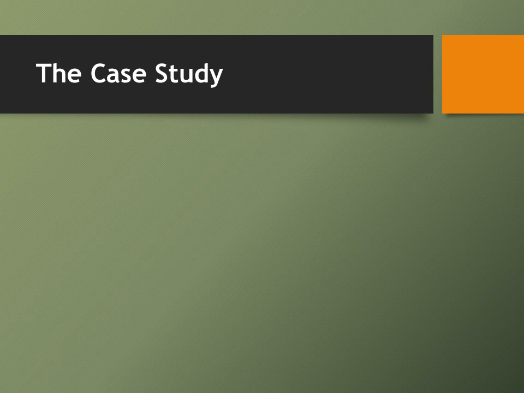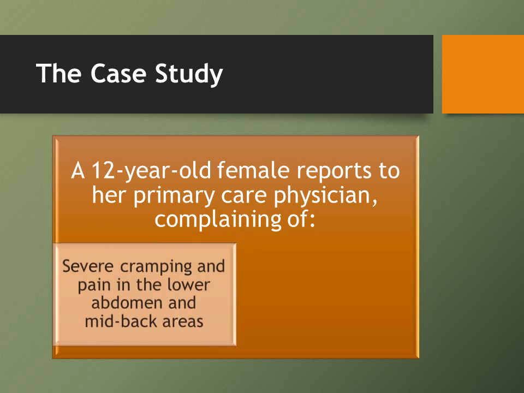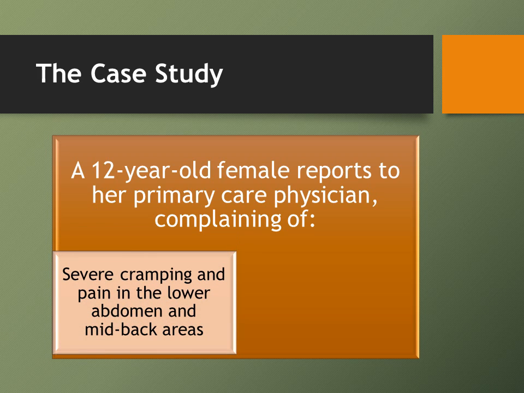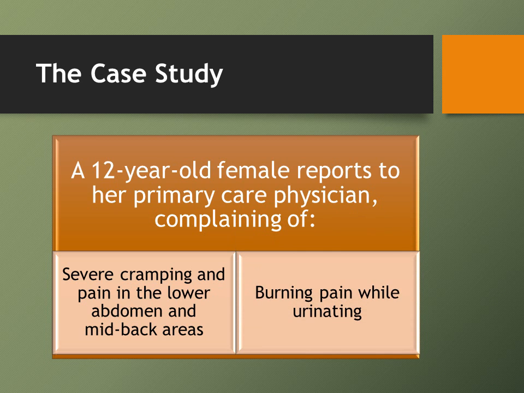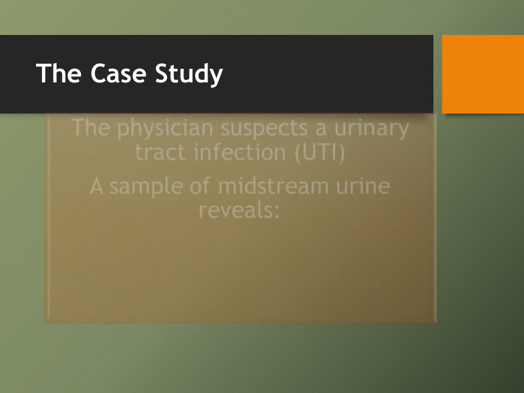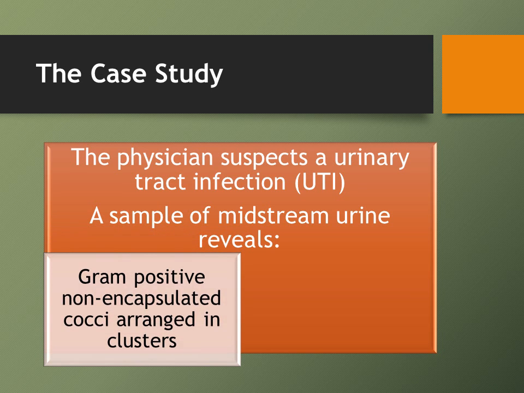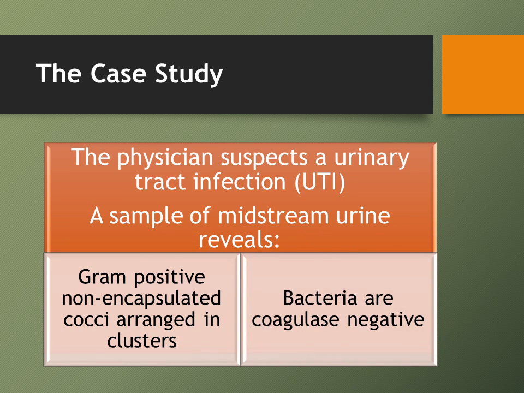Consider the following case study. A 12-year-old female reports to her primary care physician complaining of severe cramping and pain in the lower abdomen and mid-back areas. She's also experiencing a burning pain while urinating. The physician suspects a urinary tract infection. A sample of midstream urine reveals gram-positive, non-capsulated cocci arranged in clusters. These bacteria are coagulase negative.